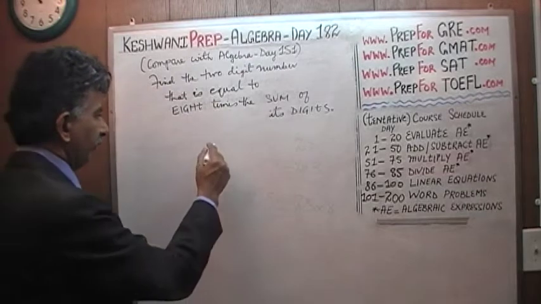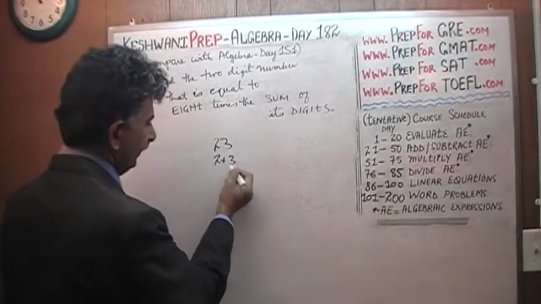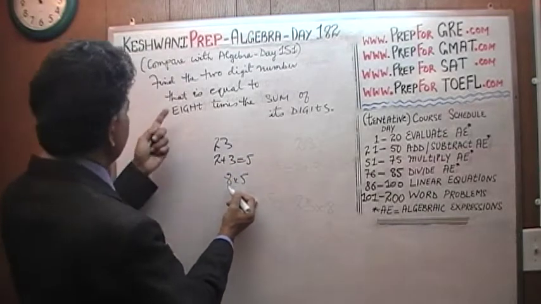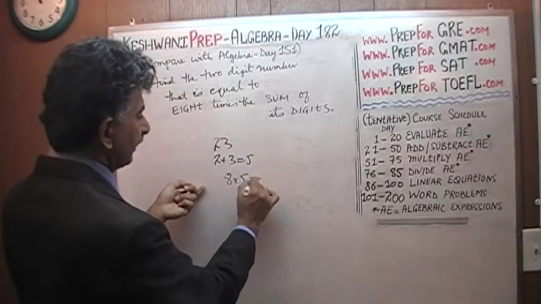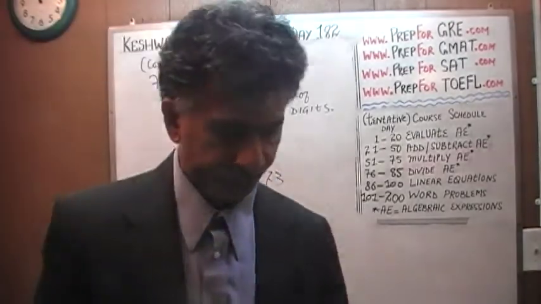For example, if you were to say 23, the sum of the digits for 23 is 2 plus 3, which is 5, and 8 times 5, as you can clearly see, 8 times the sum of the digits here does not equal 23. We're looking for a number where that is true.